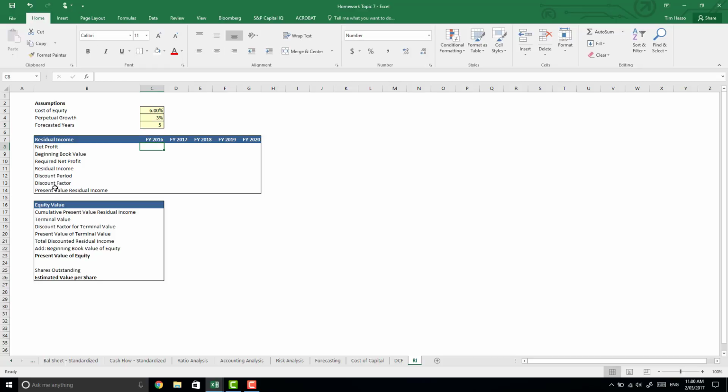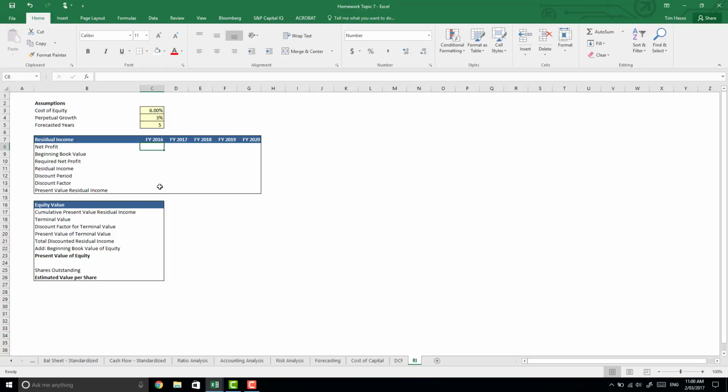Now, the structure of this residual income valuation model is slightly different. So we start with the net profit, but we then need to look at how much we had in beginning book value, or I guess our total equity, because this will allow us to understand what is the required net profit to compensate the equity holders. So to explain this, it's probably better to just go through an example.